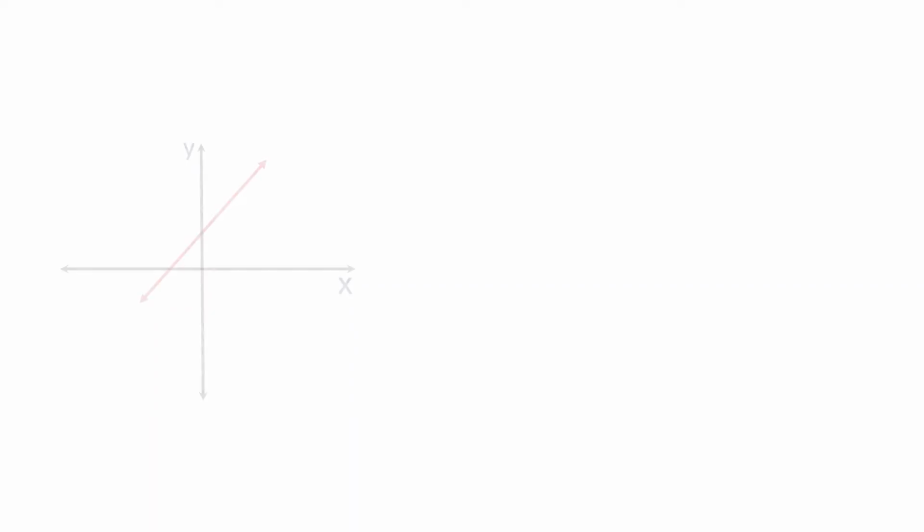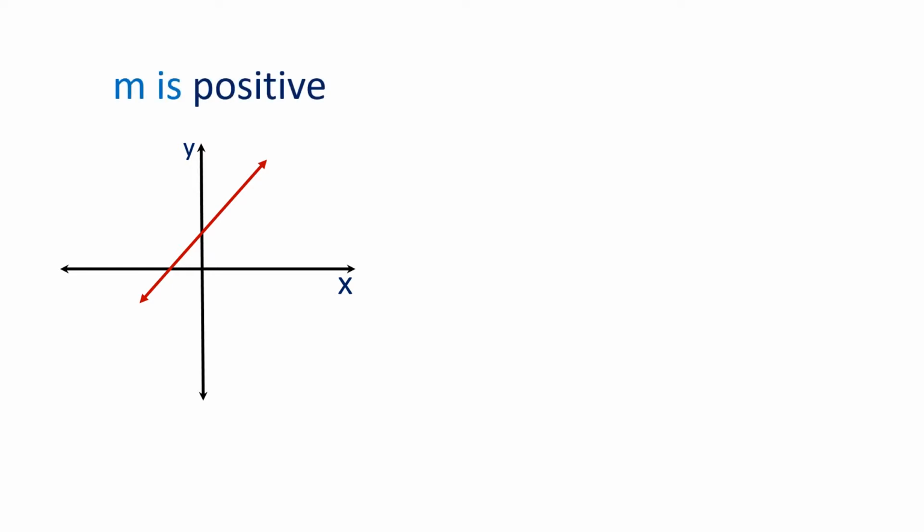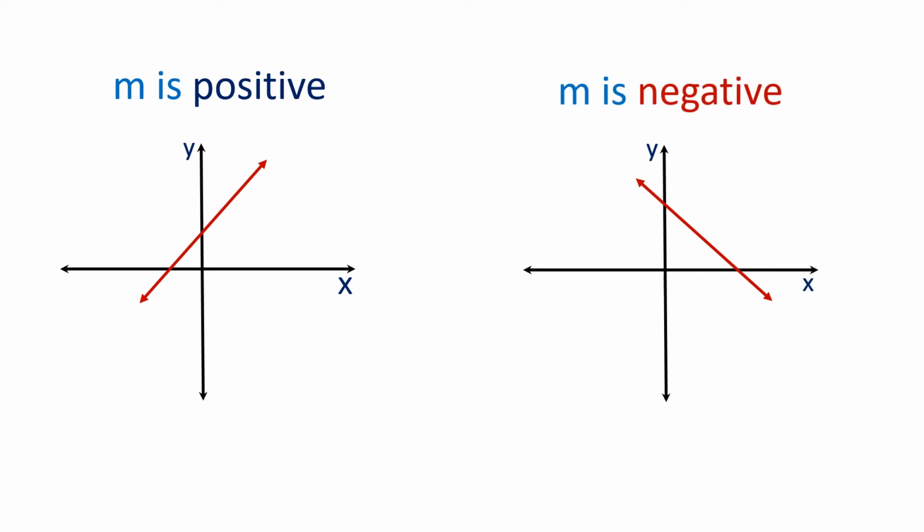If the graph looks like this, going up from left to right, that means the m or the slope is positive. If the graph goes down from left to right, that means the m is negative, or the slope is negative. That's why it's easy for us to describe the graph even if we can't see it, by just using the slope-intercept form. Because if m is positive, the graph goes up, and if m is negative, the graph goes down.